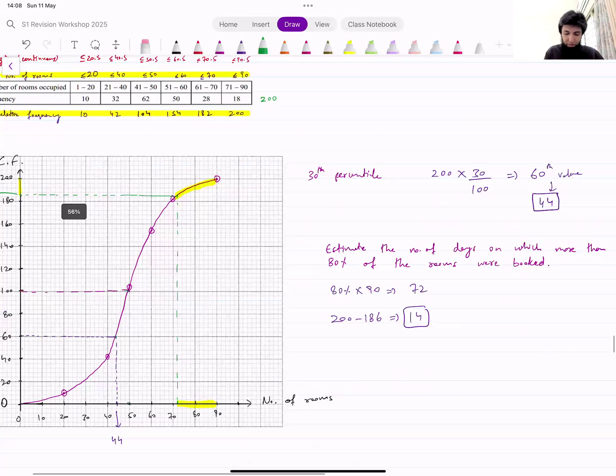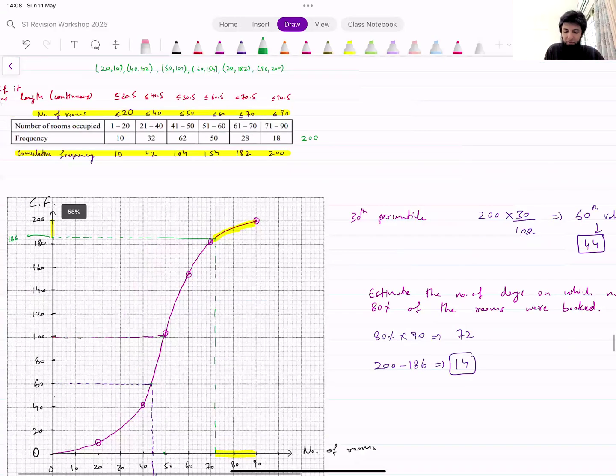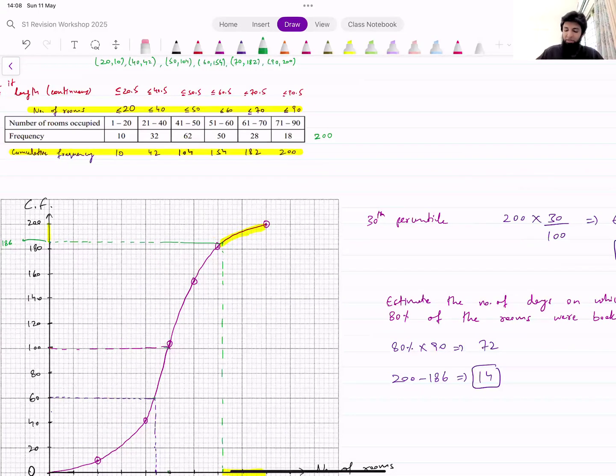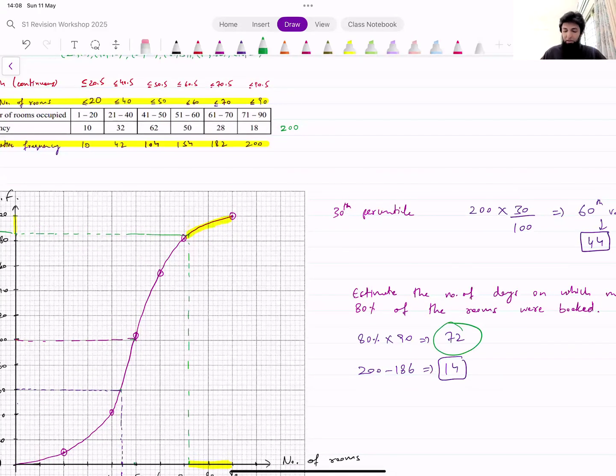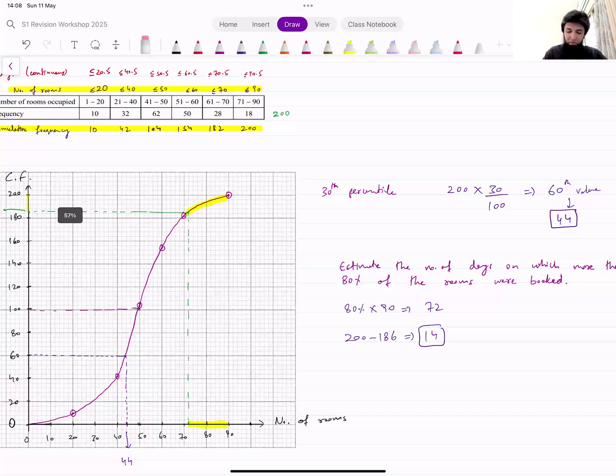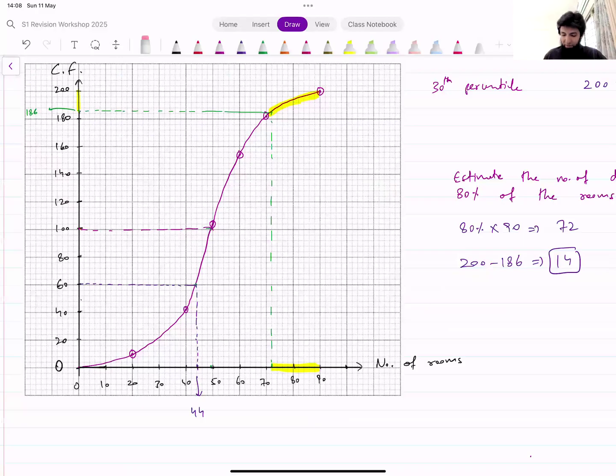What's the total number of rooms that we've got? The maximum number of rooms that you see here is 90. Okay, what's 80% of 90? 80% of 90 is 72. So what that means is we are looking for the number of days on which more than 72 rooms were booked. Now on this axis, you can see this is 72. More than 72 means you're looking at the right side of this part.